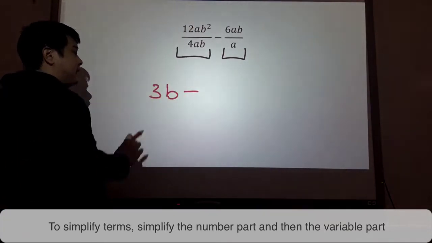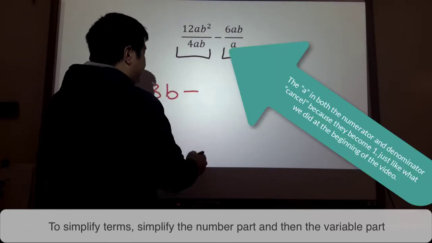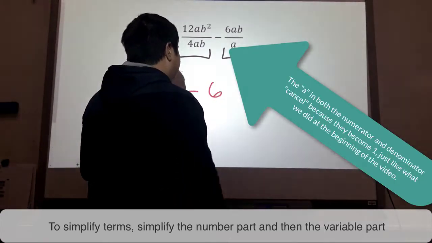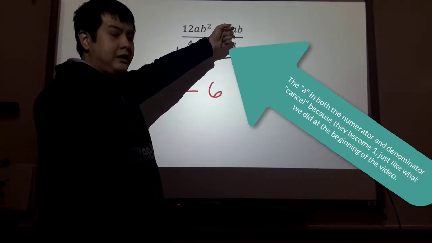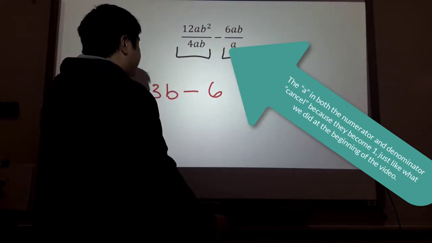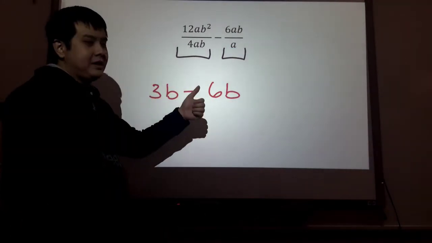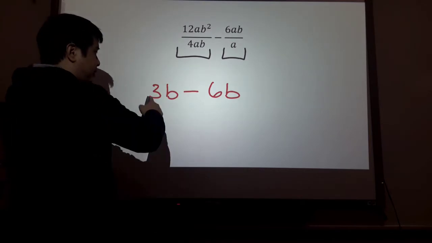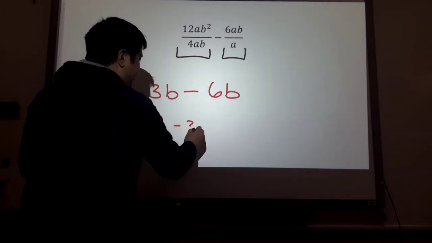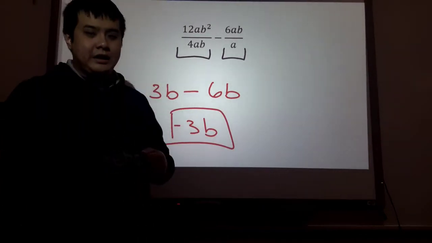Let's take a look at the second term. We have a 6 in the numerator, but nothing in the denominator, so we don't have anything to cancel out with it or to simplify it. We have 6. Then we have an a and another a. Those cancel out, which leaves us with just a b, leaving us with 3b minus 6b. These are like terms, so therefore we can simplify that by 3 minus 6. We get negative 3b. Our final answer is negative 3b.